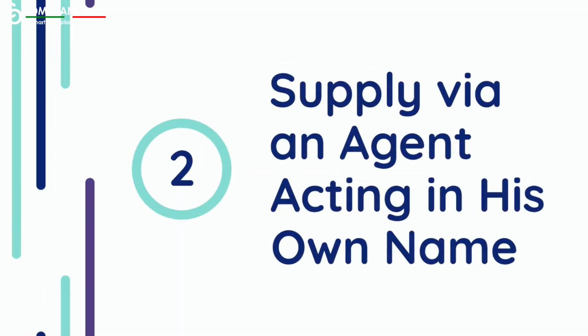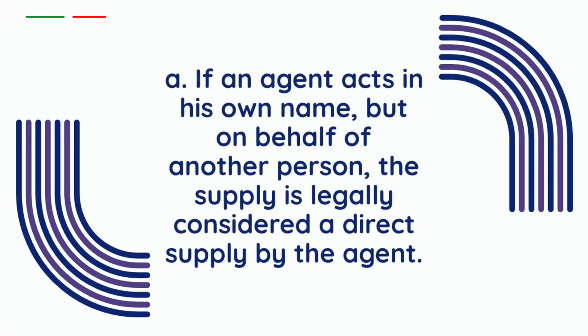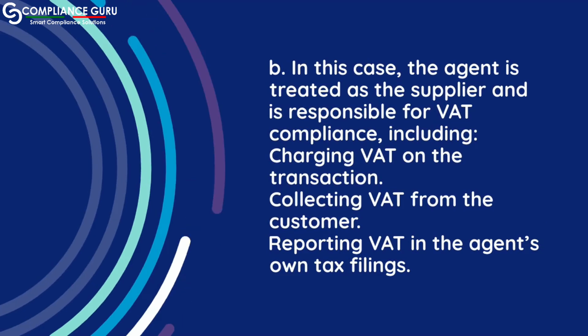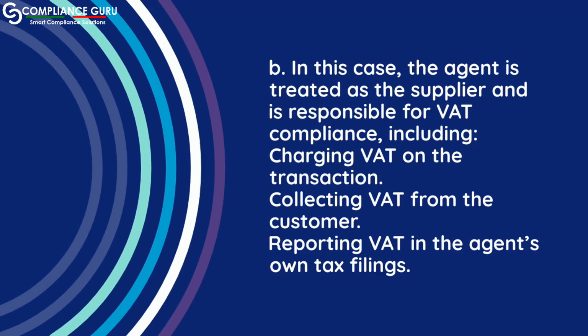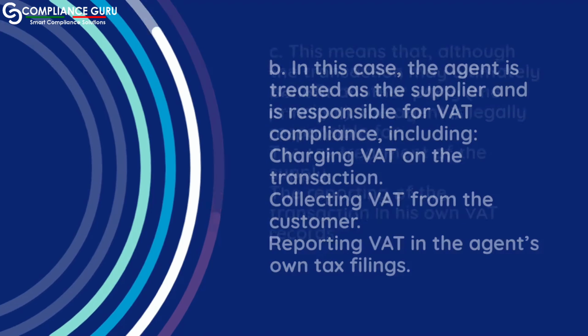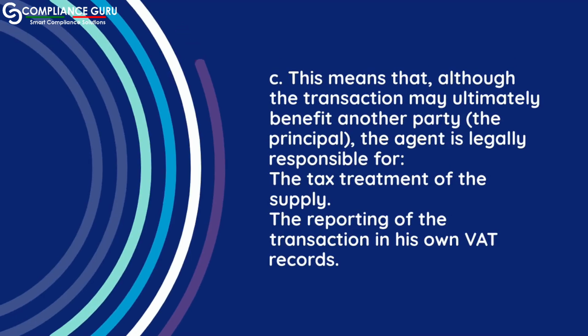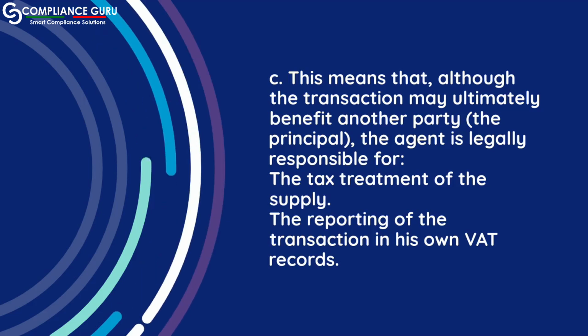2. Supply via an agent acting in his own name. A. If an agent acts in his own name, but on behalf of another person, the supply is legally considered a direct supply by the agent. B. In this case, the agent is treated as the supplier and is responsible for VAT compliance, including charging VAT on the transaction, collecting VAT from the customer, reporting VAT in the agent's own tax filings. C. This means that, although the transaction may ultimately benefit another party, the principal, the agent is legally responsible for the tax treatment of the supply, the reporting of the transaction in his own VAT records.